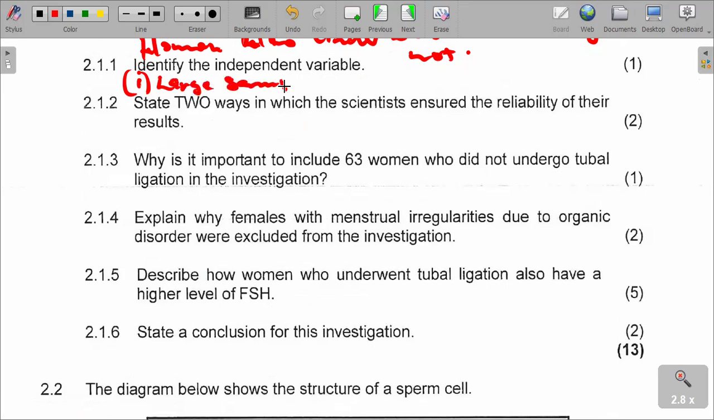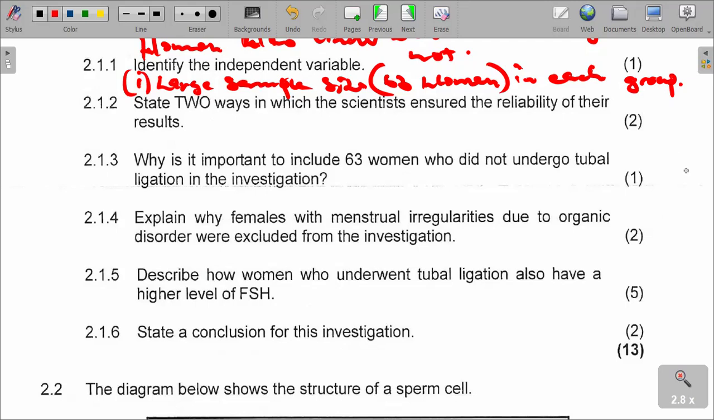Large sample size: 63, we talked about 63 women. 63 women were used in each of the samples. So we are saying that is a large sample size, 63 women in each group. The 63 women in each group actually help to cover that.